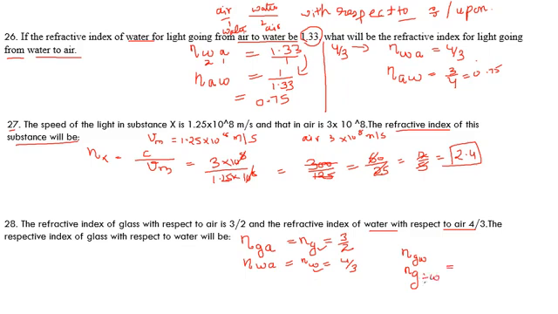Now what is the value of g? 3 upon 2. What is the value of w? 4 upon 3. Done. Now we have to do 3 upon 2, and this 4 upon 3 will get reciprocated. It will become 3 upon 4, which will be 3 into 3 is 9 and 2 into 4 is 8. Now what is 9 divided by 8? 9 divided by 8 is going to be 1.125. So this is the answer of this question.